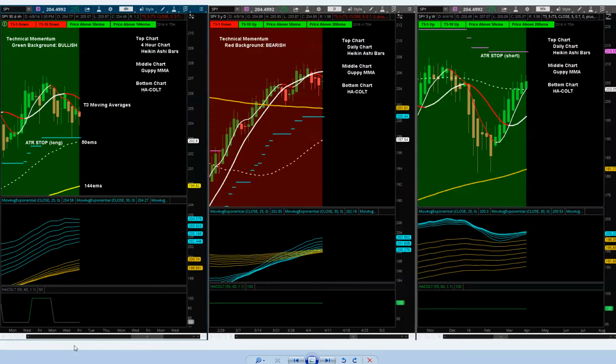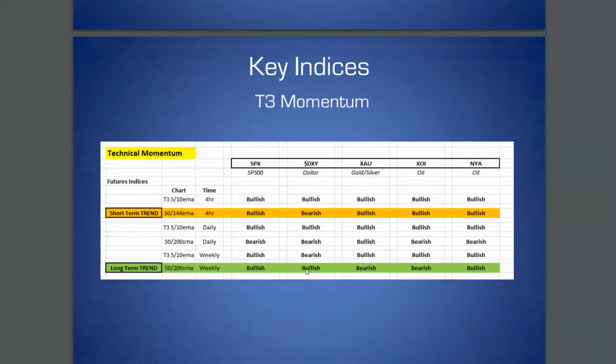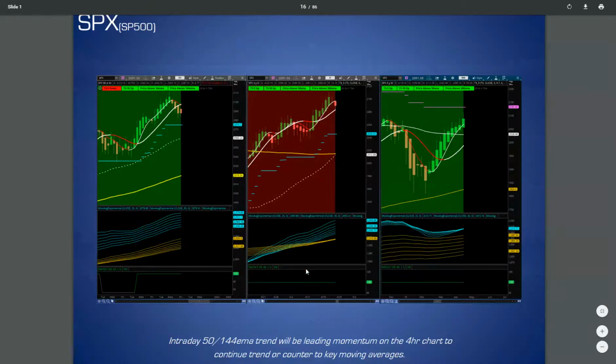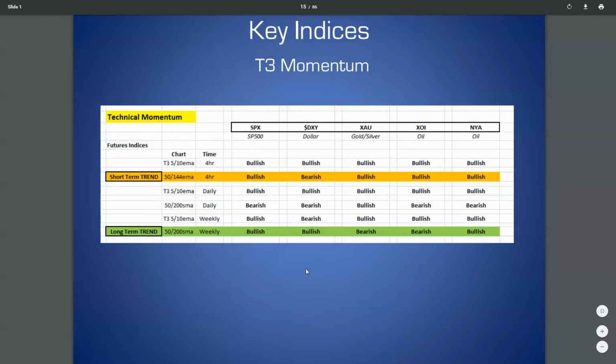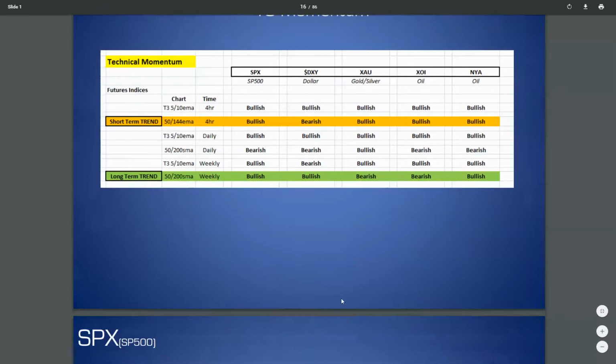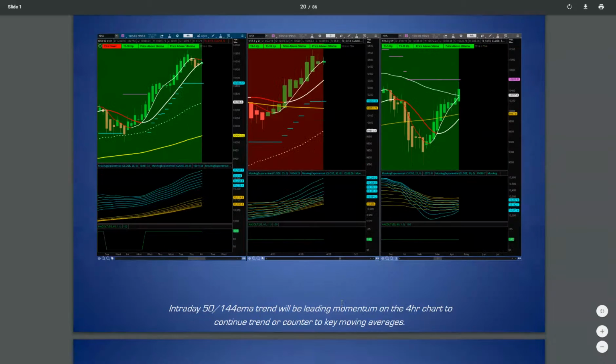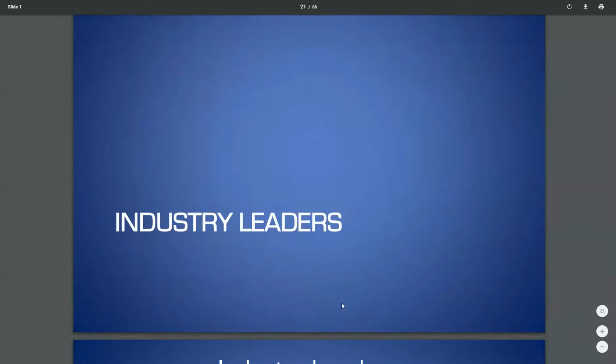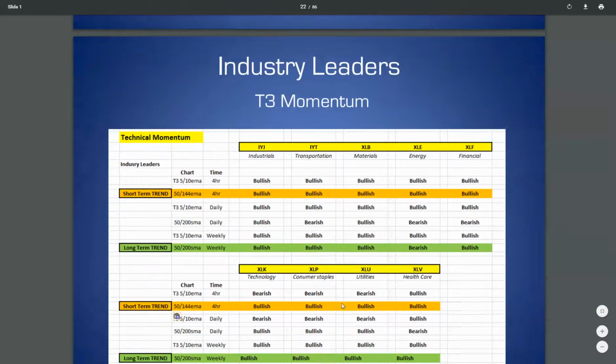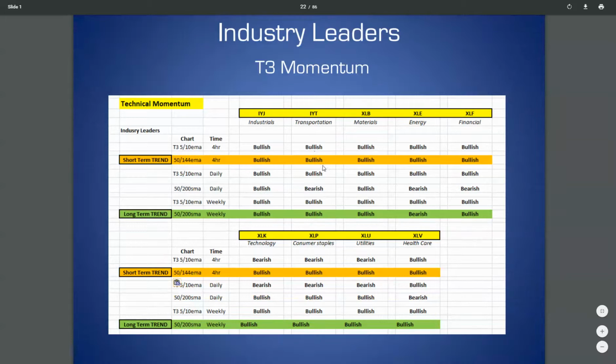All right, and each week we run through the market key indices from the SPX to the NYA. We cover the futures in depth through our weekly market recap, as well as looking at industry leaders. We can see from the industrials all the way to healthcare. Again, same trend, looking at short term and then looking at the long-term trend.